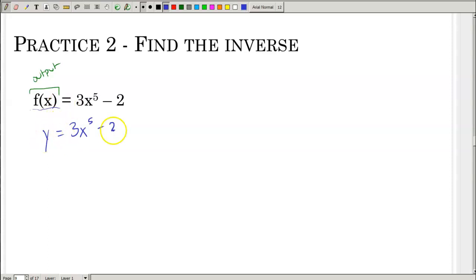So now that I have that, I can go ahead and do the problem exactly the same as the last one. Switch my x and y, and I'm going to solve for y. So you can pause the video and see if you can finish this one up.